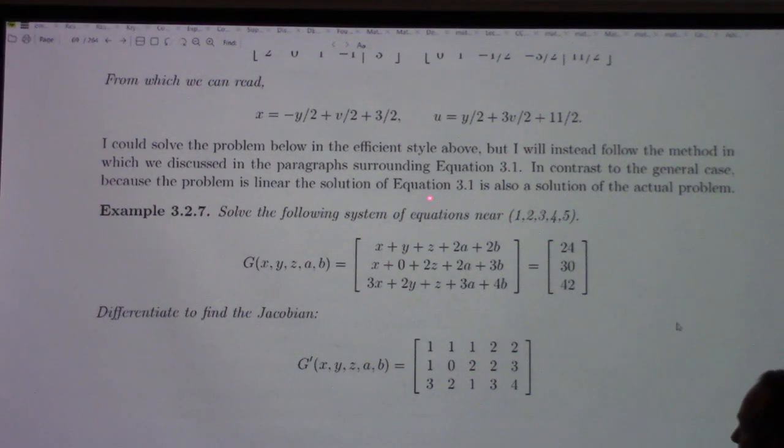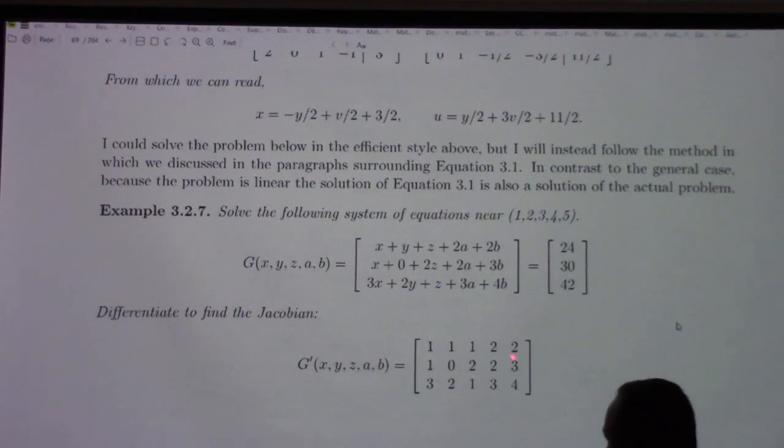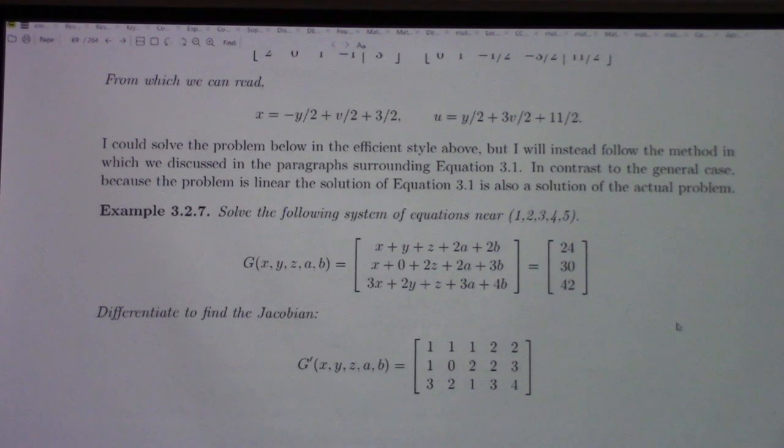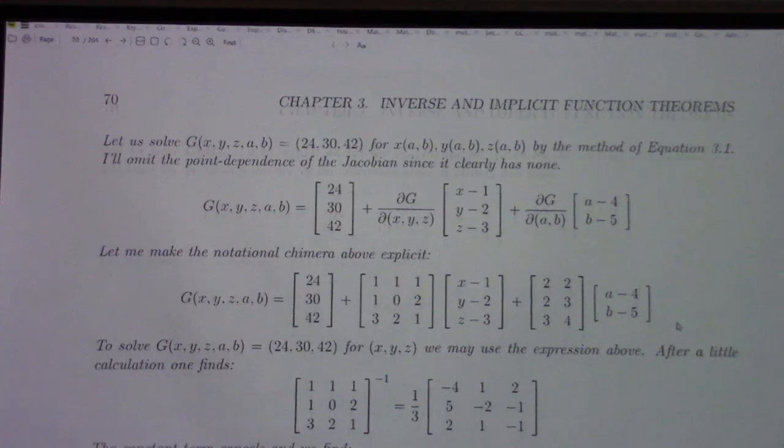This one here, we've got 5 variables and 3 equations, right? So 5 minus 3, so we expect to be able to solve for two of the variables in terms of the remaining 3. No, wait a minute. 3 of the variables in terms of the remaining 2, right? So, yes. Okay, so here's the Jacobian. Great.